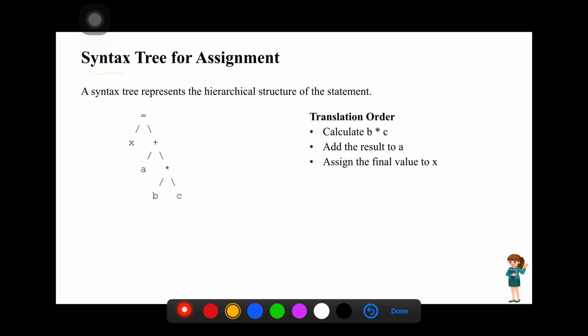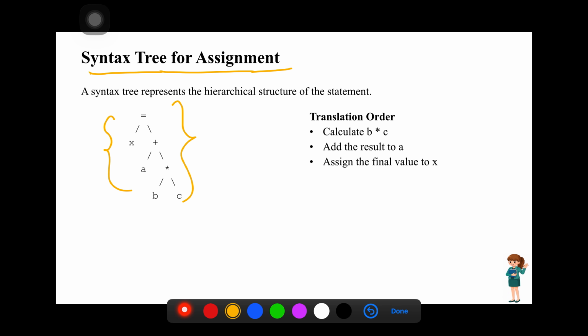Syntax tree for assignment. Here we have a simplified syntax tree. The root is the assignment operator equals. On the left side, we have X. On the right side, we have the addition operation. The addition has A as one operand and multiplication as another operand. The multiplication has B and C as its operands. So the tree represents X produces A plus B into C.